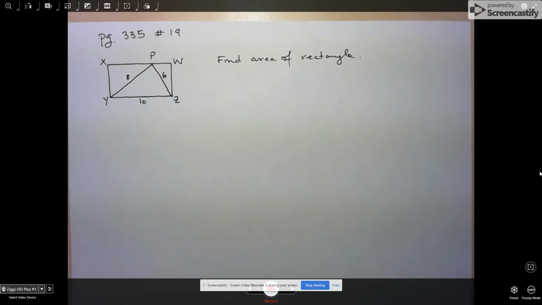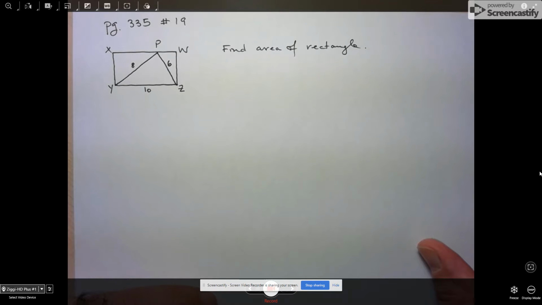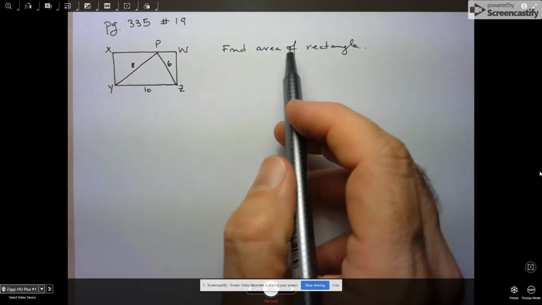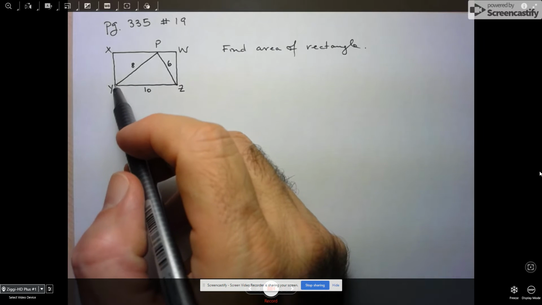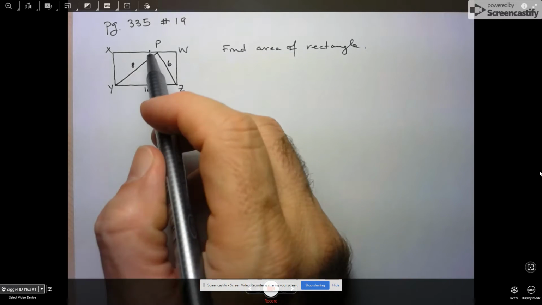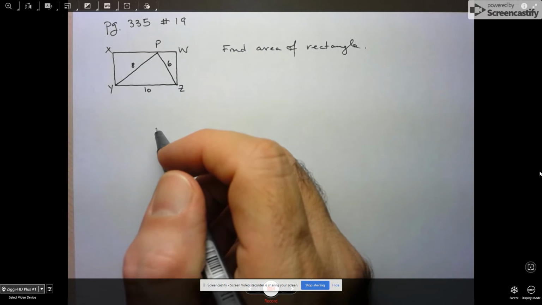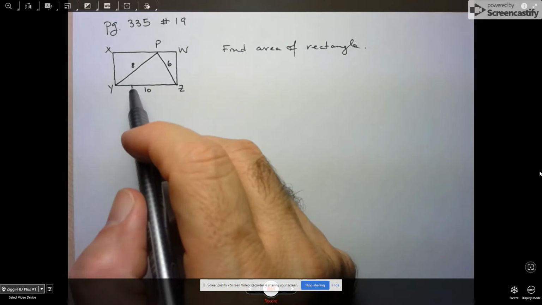Hi folks, we're going to take a look at number 19 from page 335. So they give us this scenario here where we've got this rectangle for which we're trying to find the area. And they give us some dimensions of a triangle that's inscribed inside that rectangle. And they want us to determine the area of the whole rectangle.